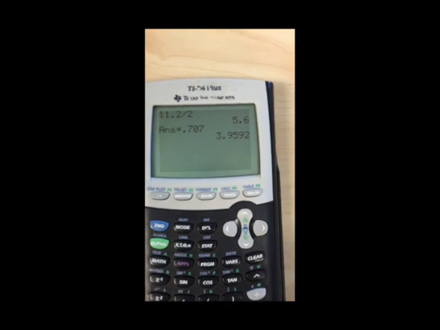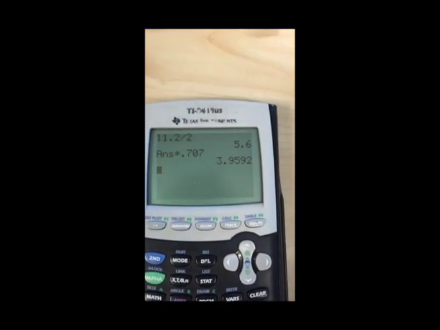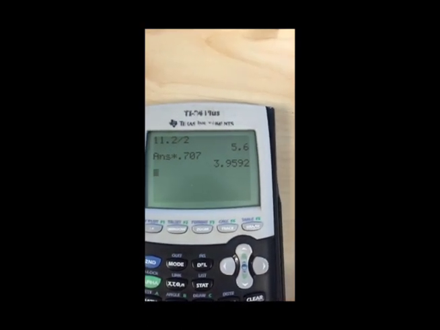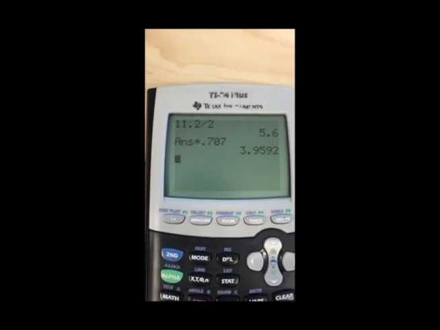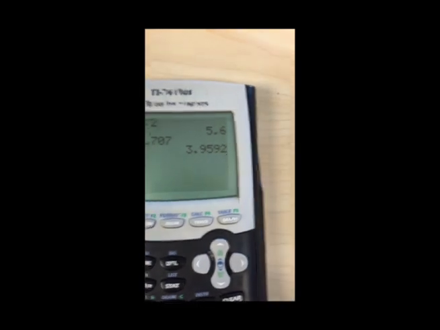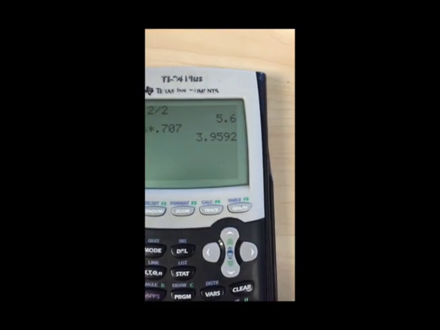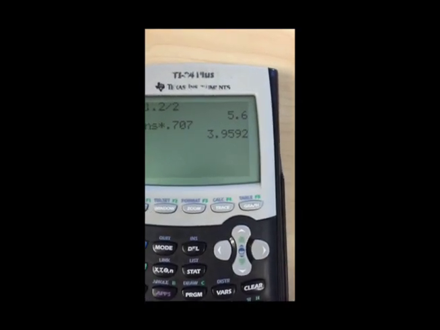To measure our VRMS, we take our peak to peak, 11.2, divide that by 2. 5.6 is our answer, and we'll take that and multiply it by 0.707. And 3.9592 is our answer for volts RMS.